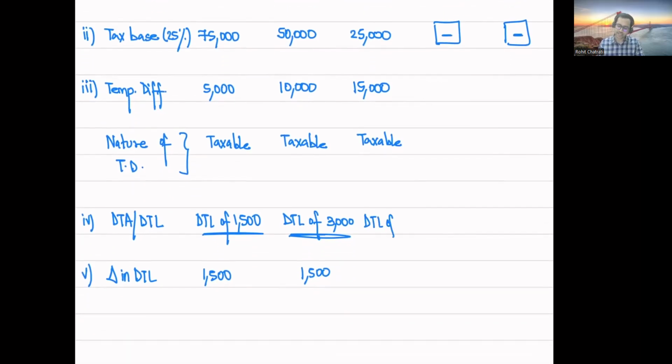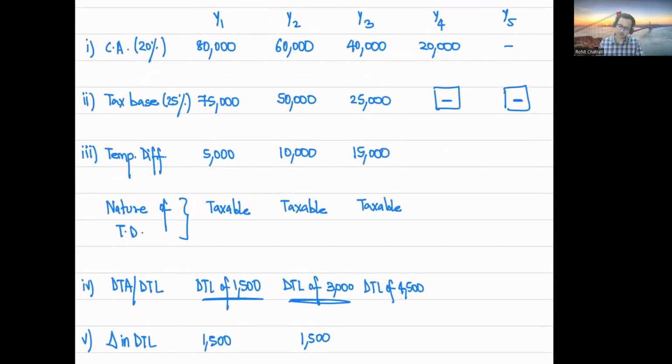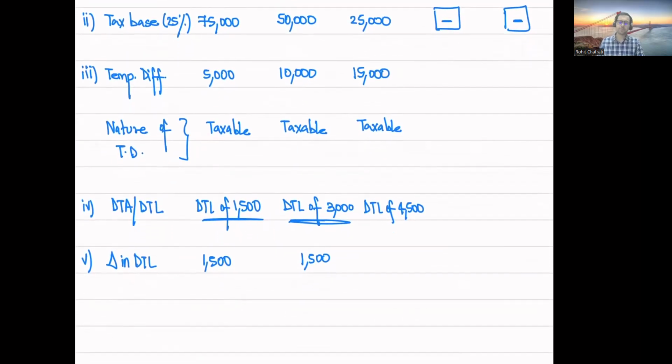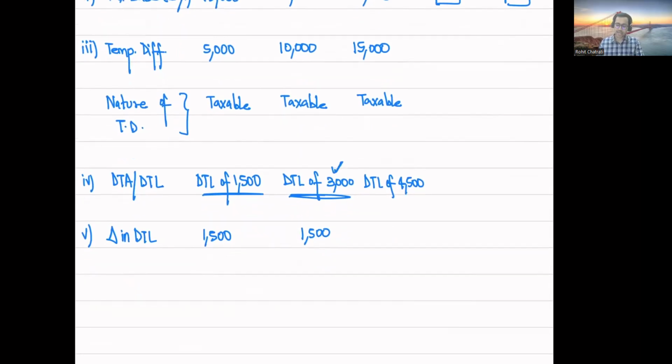I'm going to have a deferred tax liability of 4,500. Now, in my books of accounts, I already have a liability of 3,000, because at the end of year 2, I brought my deferred tax liability to 3,000. I now want to increase it further to 4,500, which means I need to increase it by 1,500. Therefore, my change in DTL is going to be 1,500.